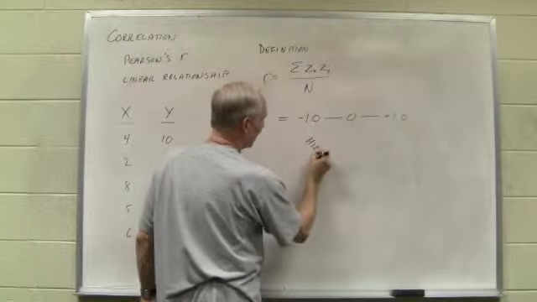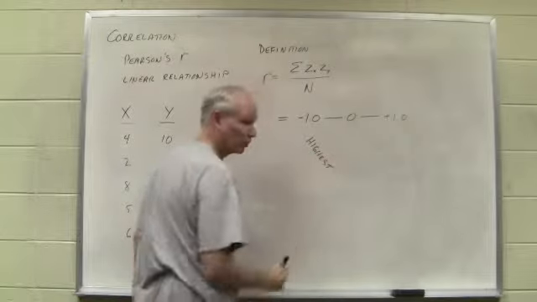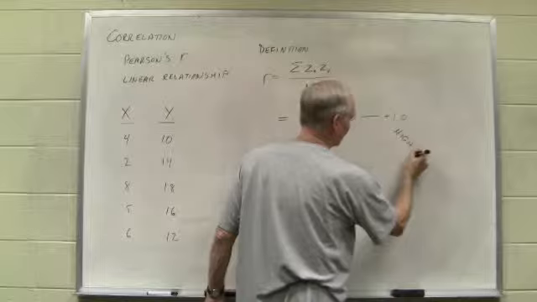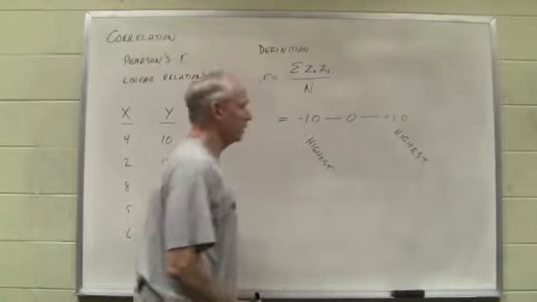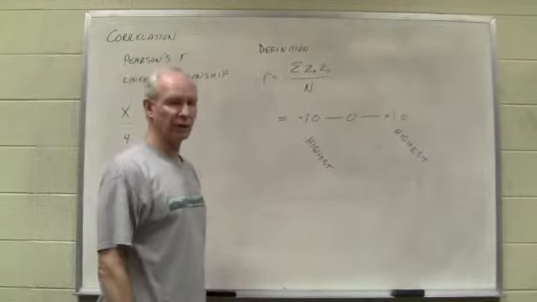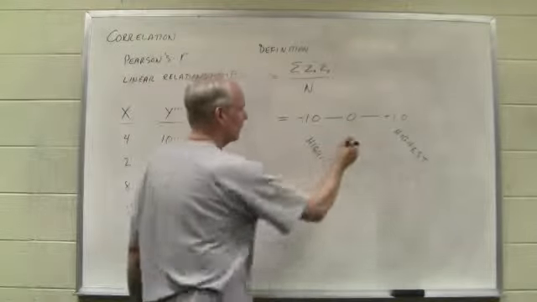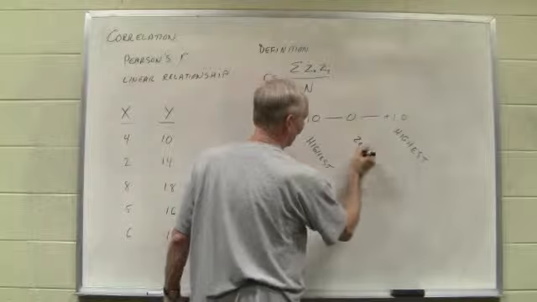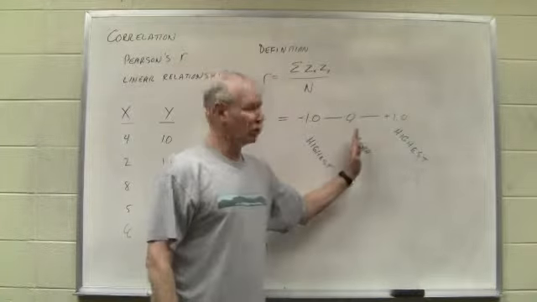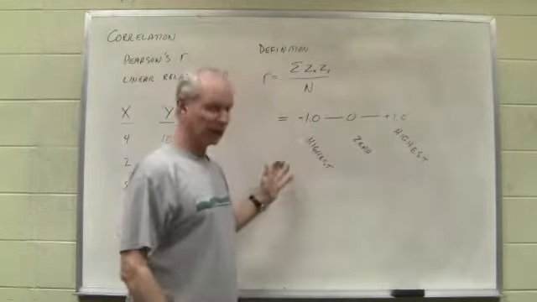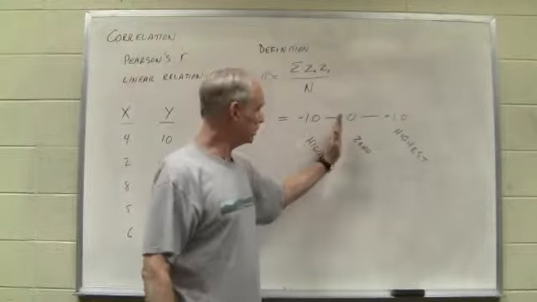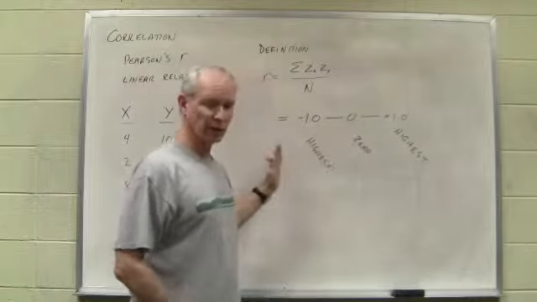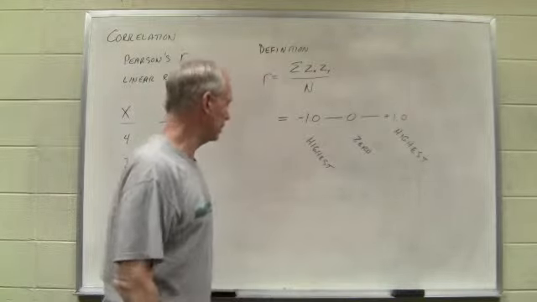Negative 1 is the highest possible relationship you can get, as is positive 1. You can't get a relationship higher than 1, either positive or negative. 0 represents no relationship. Some value between 0 and either positive 1 or negative 1 indicates stronger relationships. So as you go from 0 either toward positive 1 or toward negative 1, you're talking about stronger relationships.